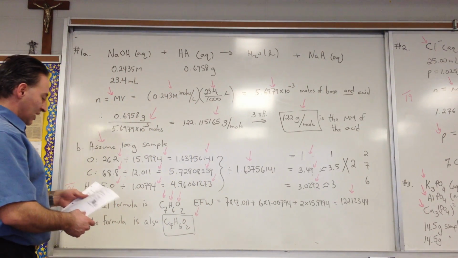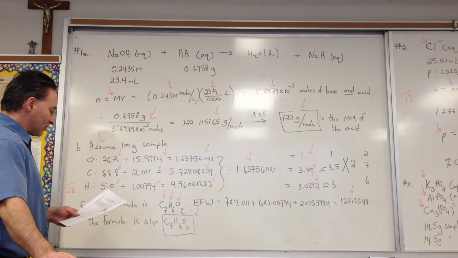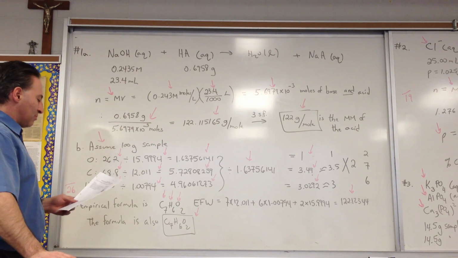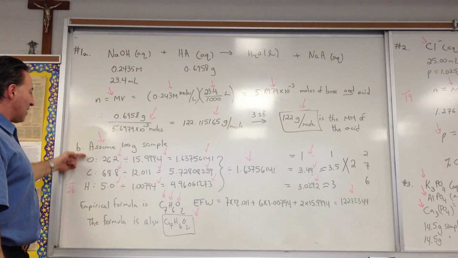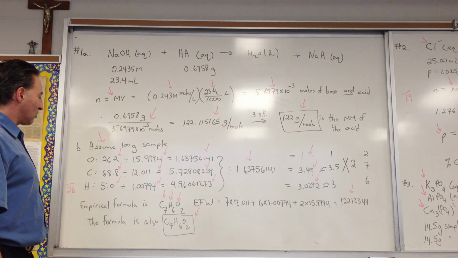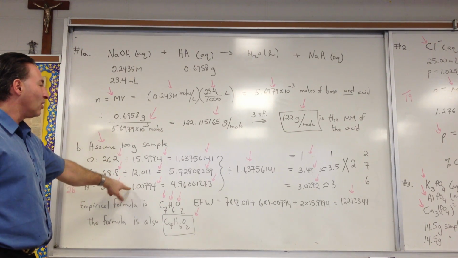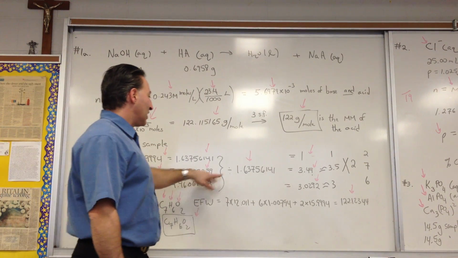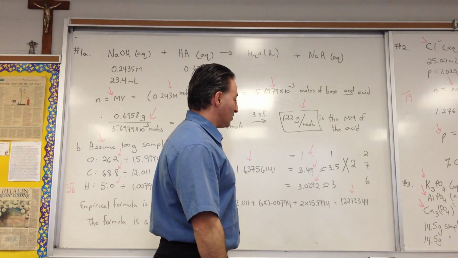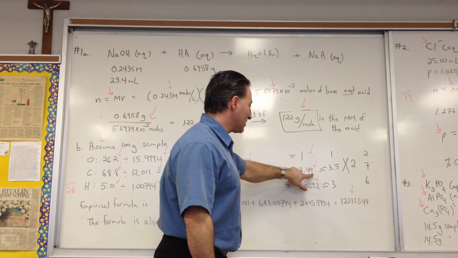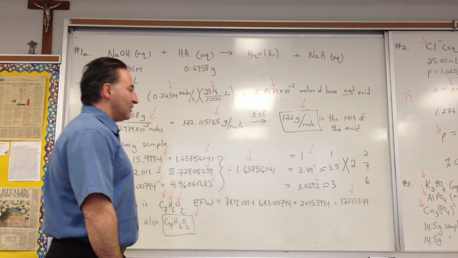Then we continue the second half of the question. It says, elemental analysis of the acid indicates that it is composed of 5% hydrogen, 68.8% carbon, and 26.2% oxygen. So we assume the 100 gram sample, which gives you all the percentages turned into gram quantities. We then divide by the molar mass of each one of the elements involved. It gives us a ratio. Then we take the lowest number in that ratio to try to get an integer ratio for our empirical formula. As it turns out, we get 1, 3.5, and 3 as our tentative empirical formula.